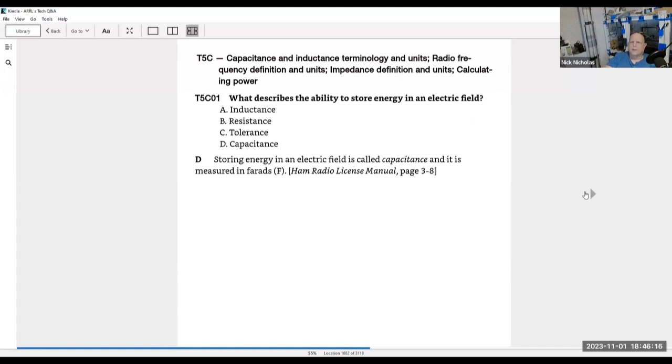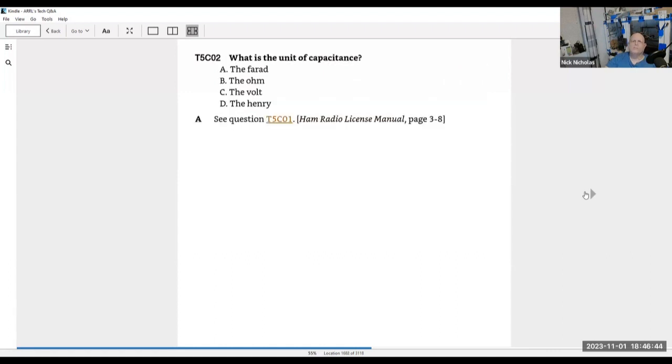Which describes the ability to store energy in an electric field? It's a little tricky. You store electricity in a capacitor. Storing it is capacitance. You store current in an inductor, in a magnetic field. But this asks about an electric field. So let's move on. What is a unit of capacitance?